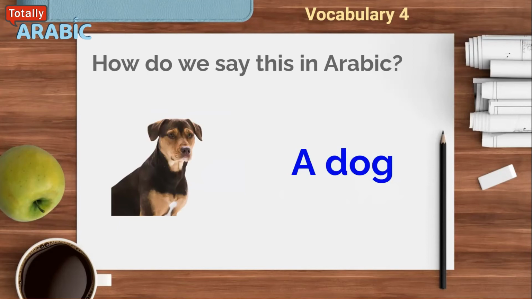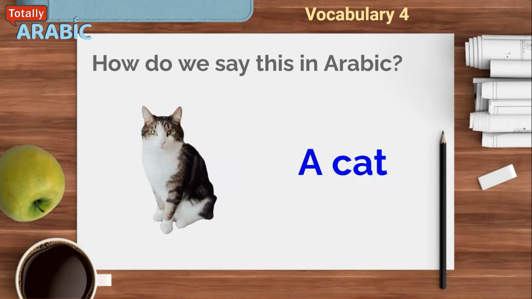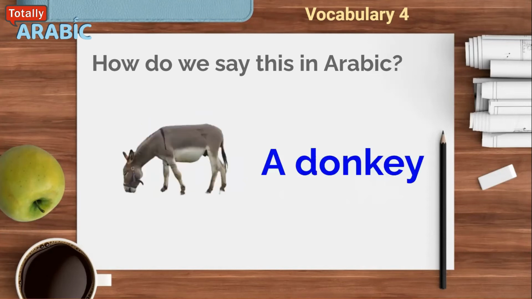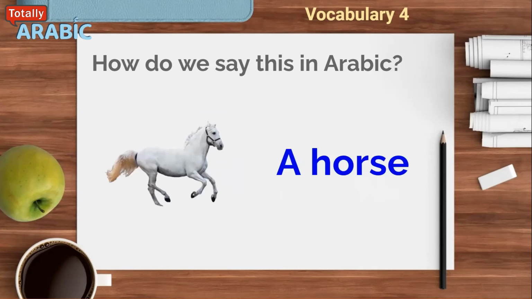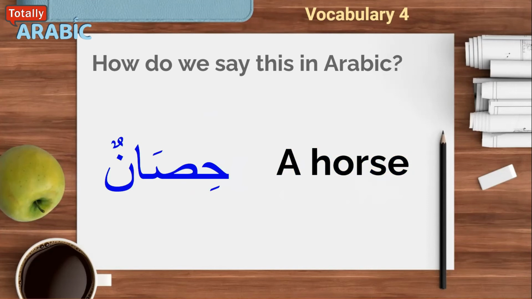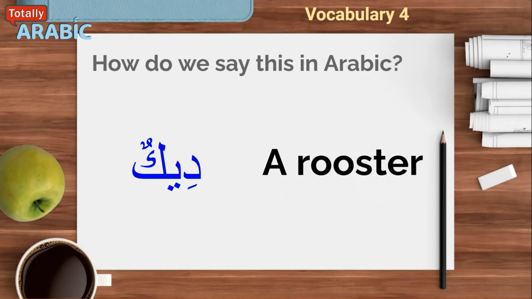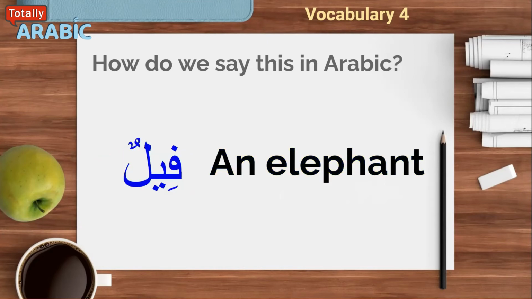A dog. A cat. A donkey. A horse. A rooster. An elephant.